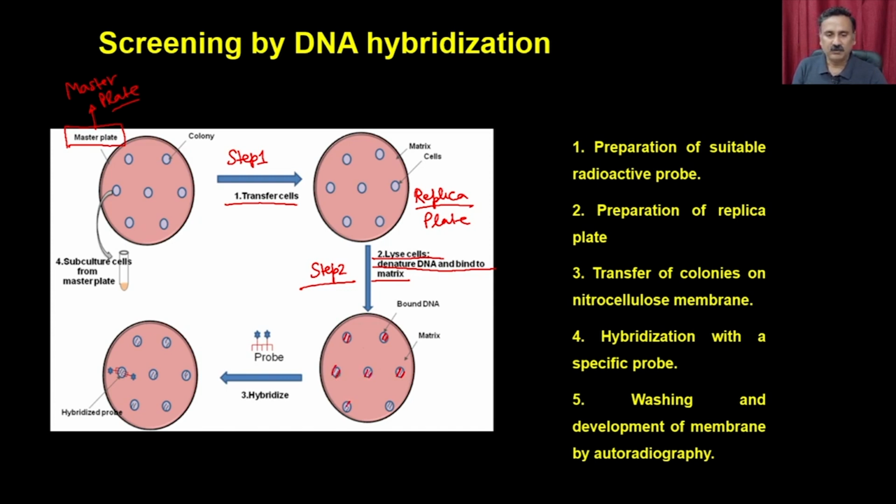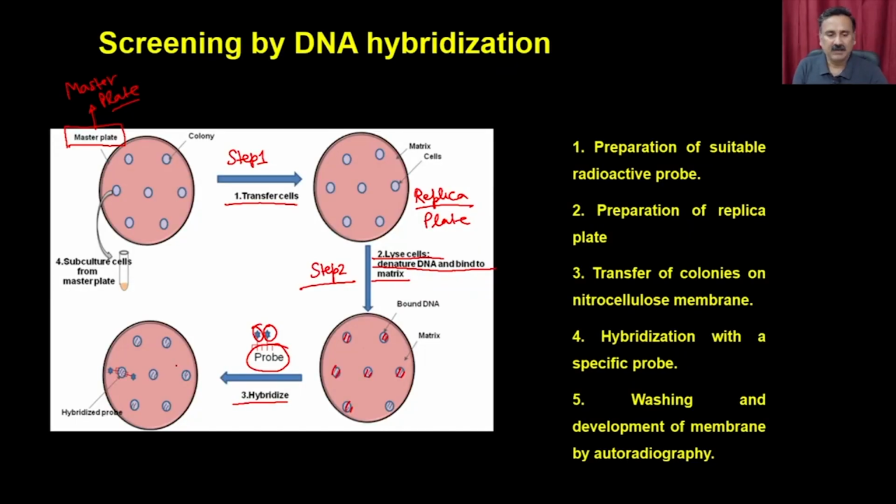Now in step 3, you are going to add the DNA probe, which has the tag. It can have either a radioactive tag or a fluorescent tag. Once the tag is there, it will go and bind to its specific sequence, for example, if it is binding to this particular clone.